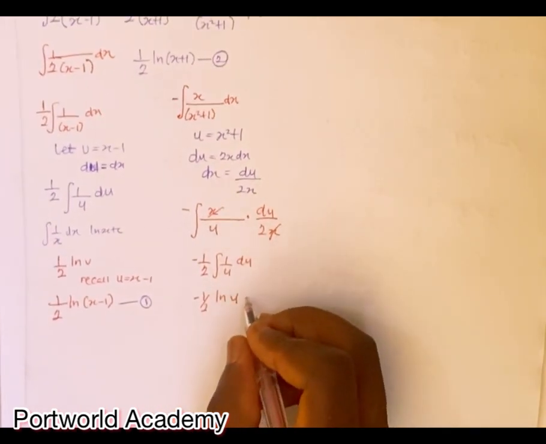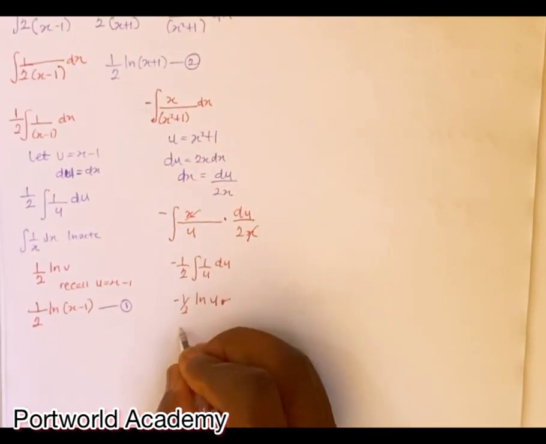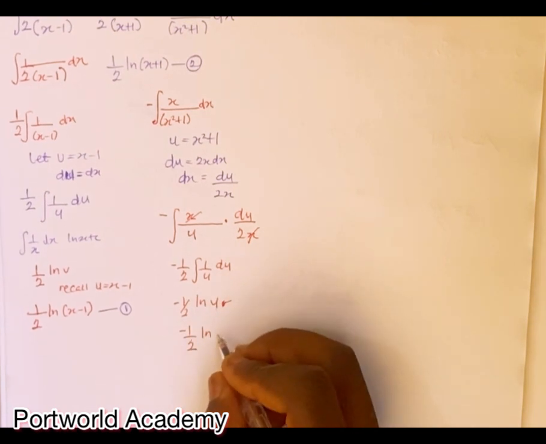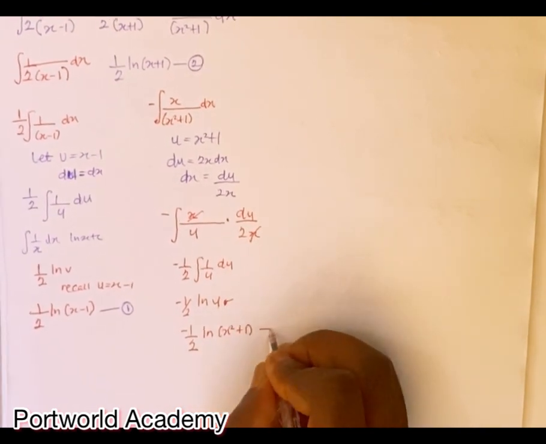But we can look at this now. My u is something, right? So I'm going to record that my u is x squared plus 1. I'm going to have minus 1 over 2 natural log of u, which is natural log of x squared plus 1, right? This is my 3.